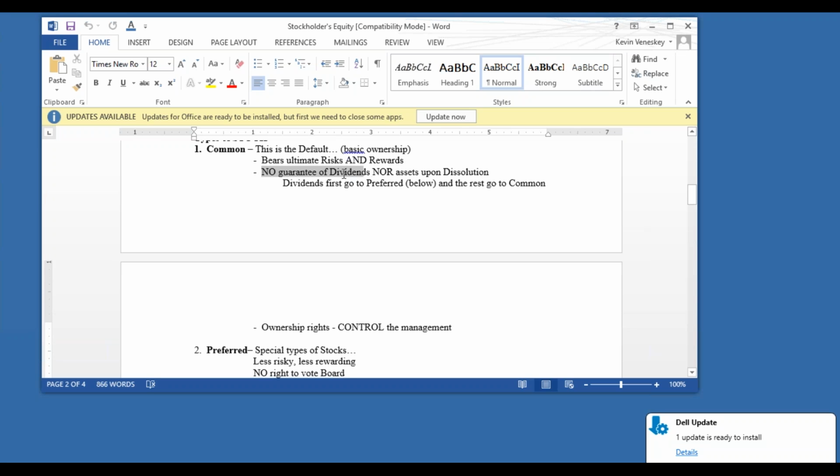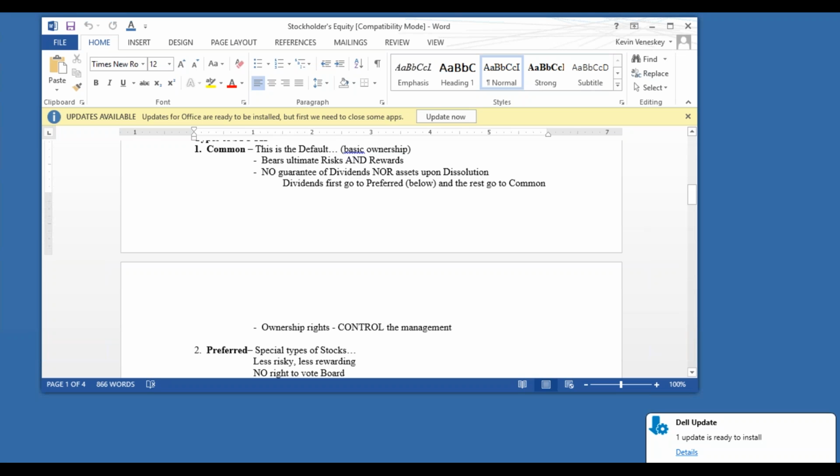As we'll see with all stock, as I mentioned before, there is no guarantee that dividends will be paid to you, different than if you owned a bond or a note, where interest is guaranteed that you will get paid however often, every month, every quarter, every year. But with common stocks, there is no guarantee of dividends. The company doesn't have to pay it if they don't want to.